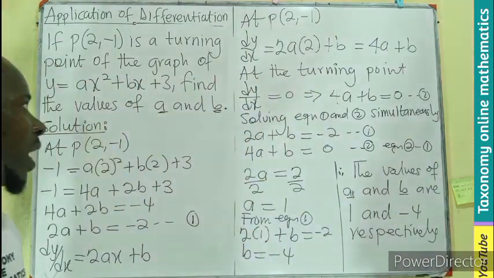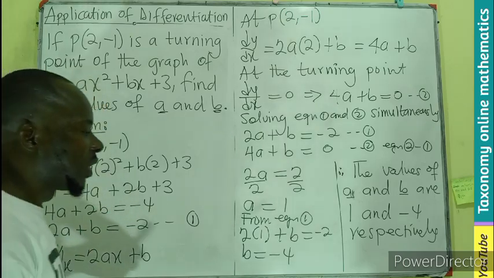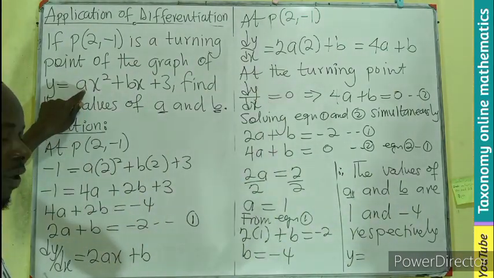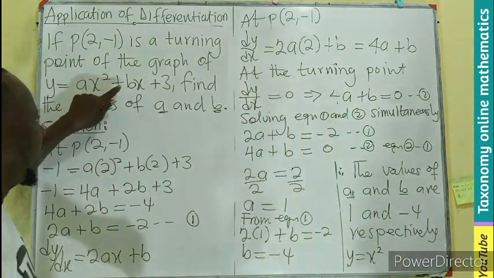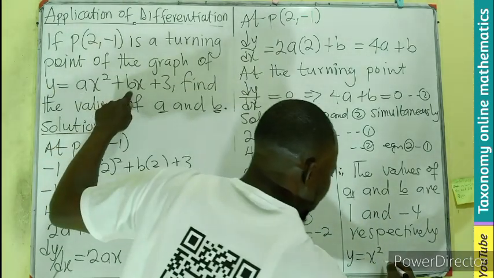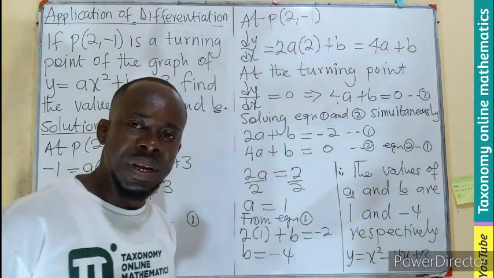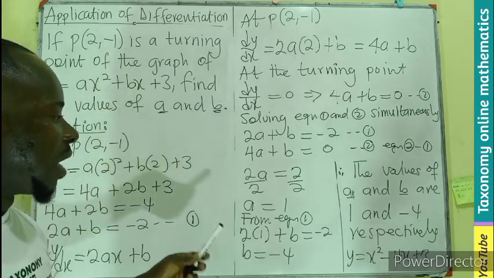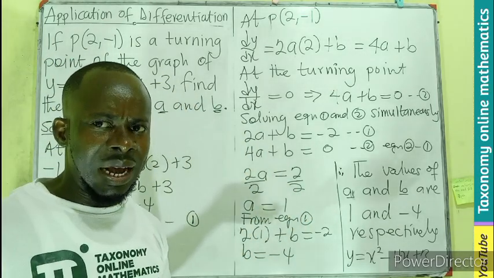So that is the value. We can substitute that into this to get the equation as y equals a, which is 1, x squared, b is -4, so minus 4x plus 3. This will be the equation of the graph that gives us exactly this point as the turning point. I guess we are okay.